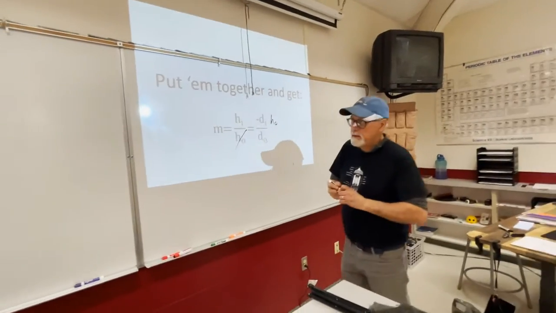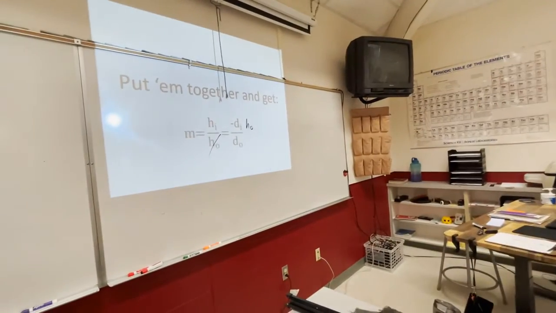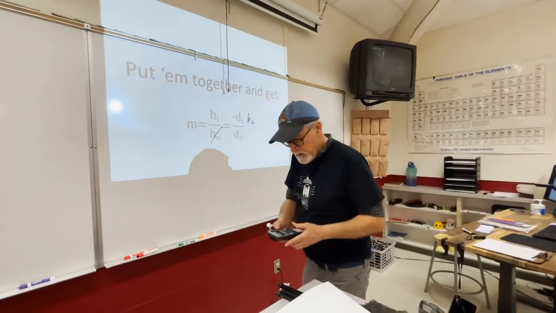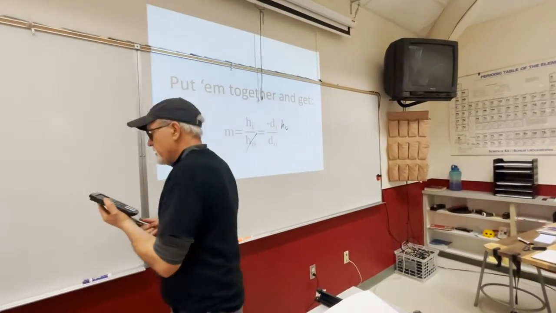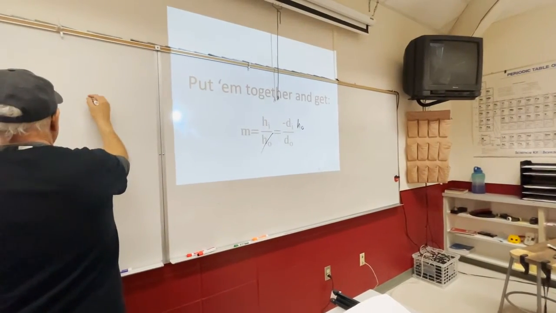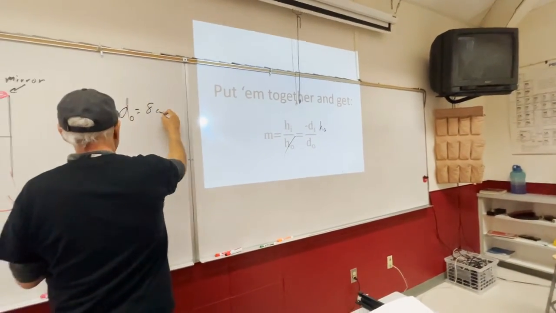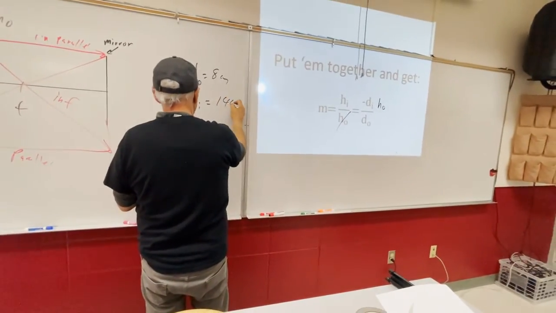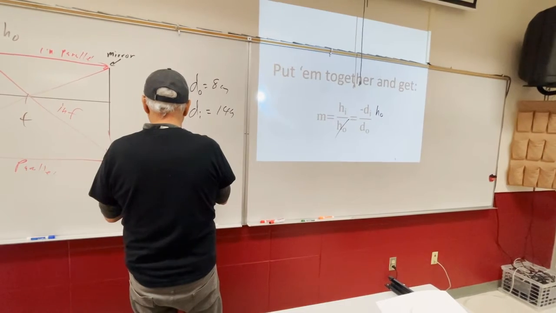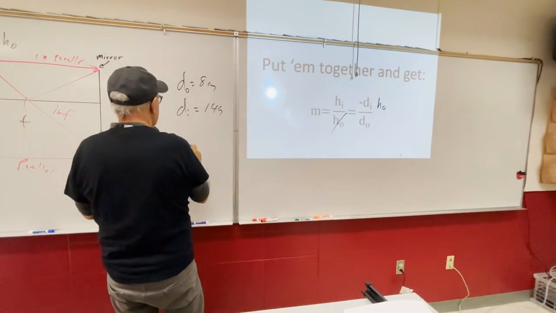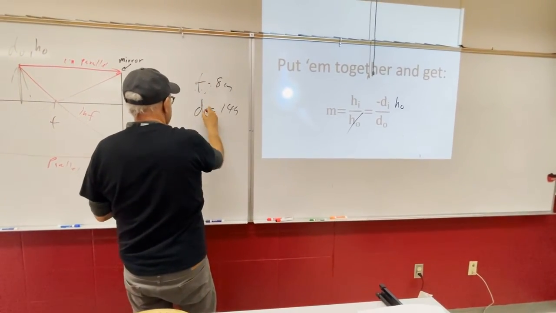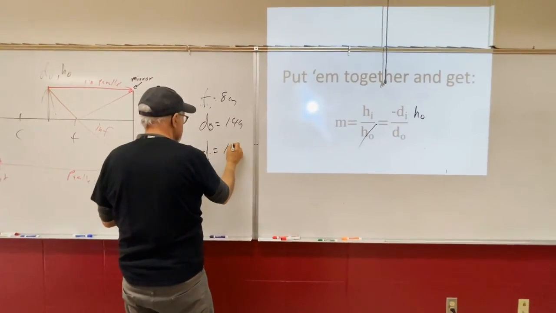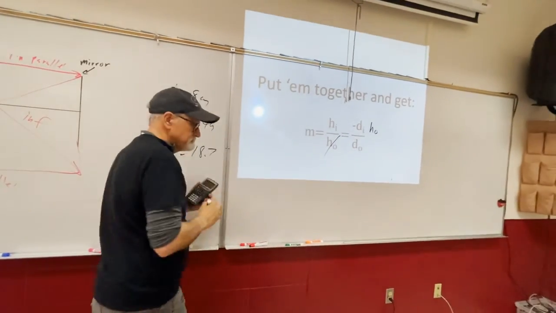Let's use our data here. I should have used the thing from what we got a minute ago. Before we had 18.6. We had distance of the object 8 centimeters. Distance of the image was 14 centimeters. No, that's not right. This is the focal length. Oh, yeah. This is the distance of the object, 14 centimeters. The distance of the image is the 18.6. We'll call it 18.7.